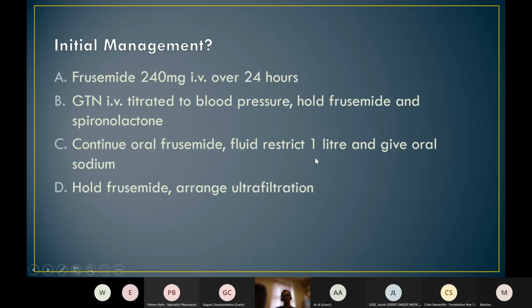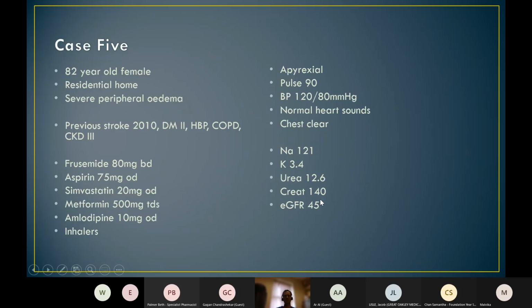Fluid restriction doesn't really help very much in heart failure. There's a trial in the New England Journal, one of those trials I wish I'd done because I could have done it, and that showed salt and water restriction just made patients thirsty. But if she was drinking 3 or 4 liters a day, I'd fluid restrict her, but not if she's drinking a normal amount. Giving sodium is the wrong thing here. And I've never needed to send a patient for ultrafiltration, but it is an option for us.